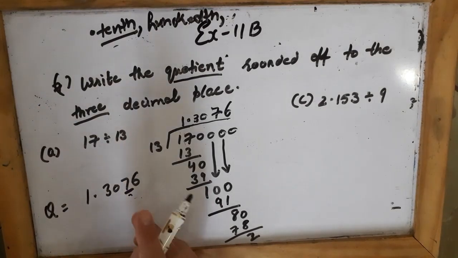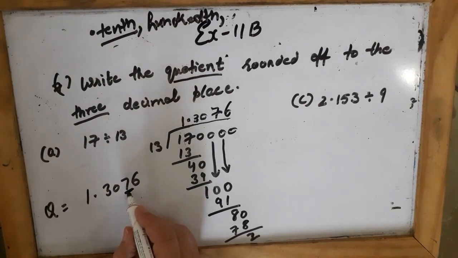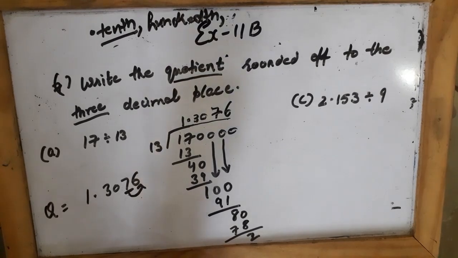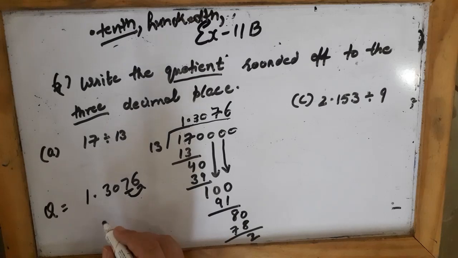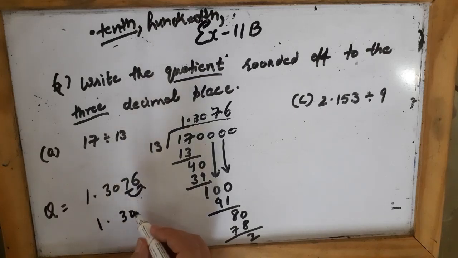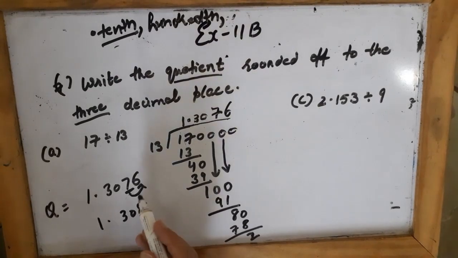Now they are saying to round this off to the third decimal place. So this is the third decimal place. So I will look at the next digit. To the right of 7, it's 6, which is more than 5. It means my answer will be 1.308. This 7 will become 8 because the next digit is more than 5.